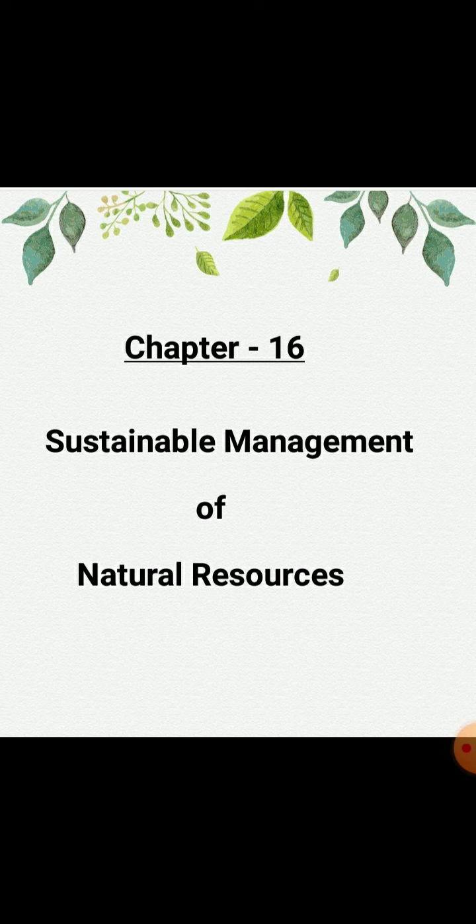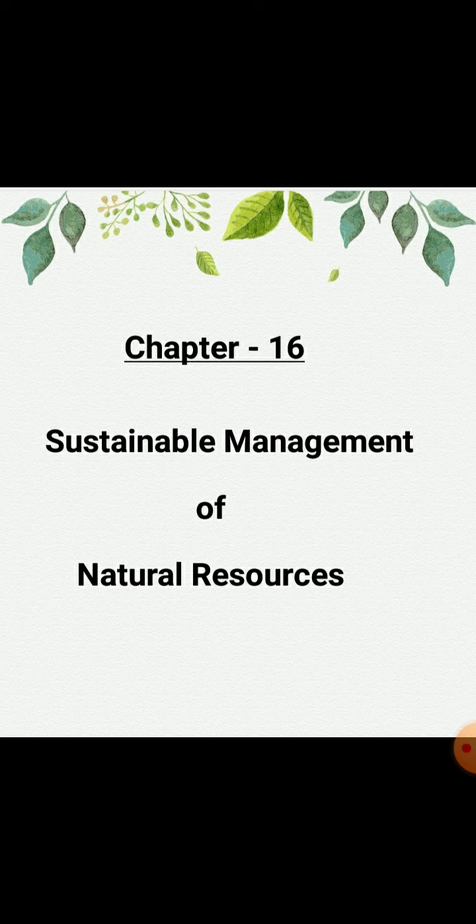What is sustainable? Something which is continued for a long period of time, capable of being sustained. Here, sustainable management of natural resources. What is the meaning of natural resources? They are the substances that exist in nature and are useful to mankind, like soil, air, water.